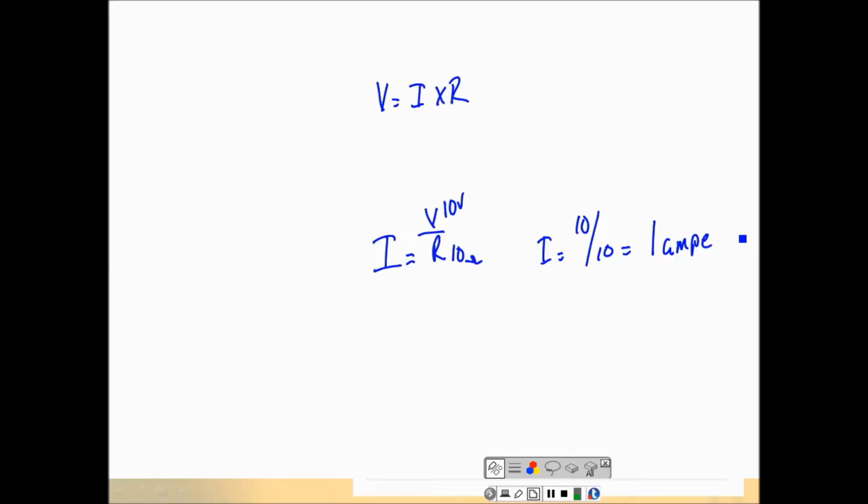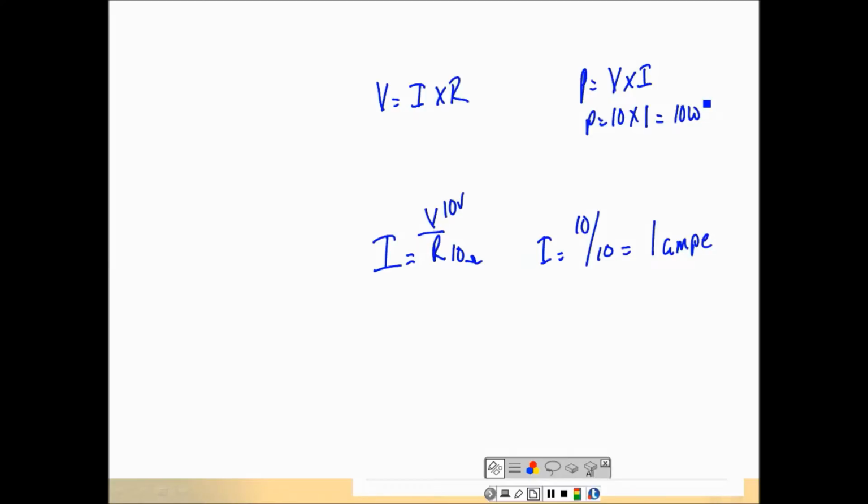Okay. So when I say P is equal to V times I, then P would be equal to 10 times 1, so there's my volt. So my power would be equal to 10 watts. Everybody follow that so far?